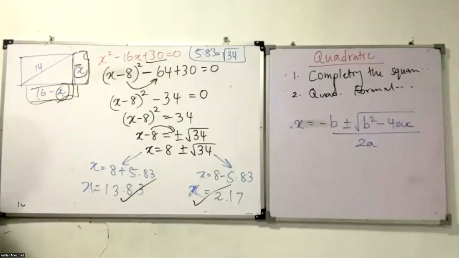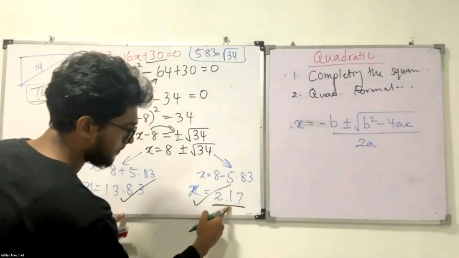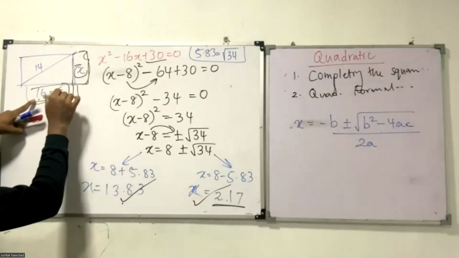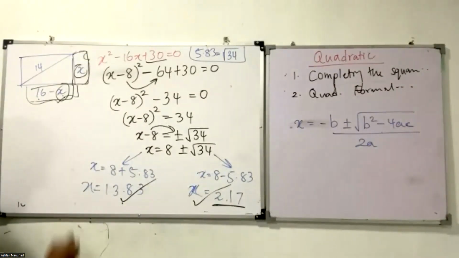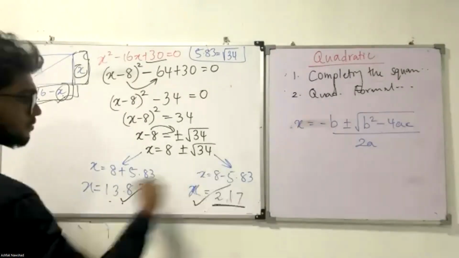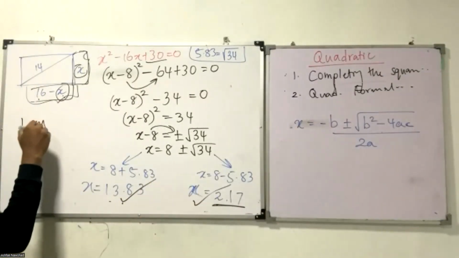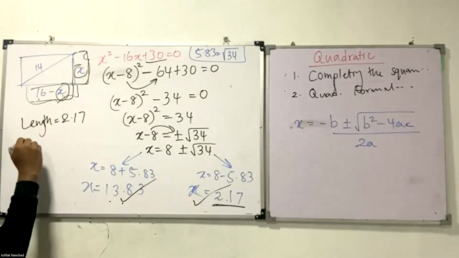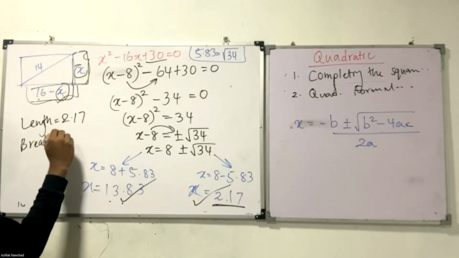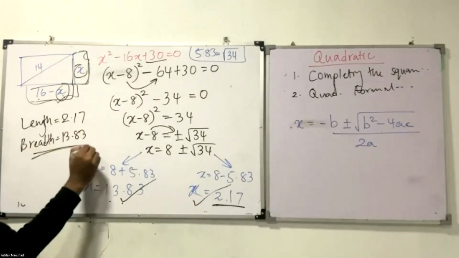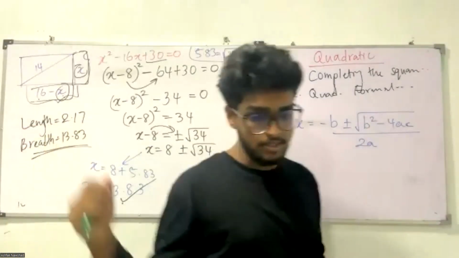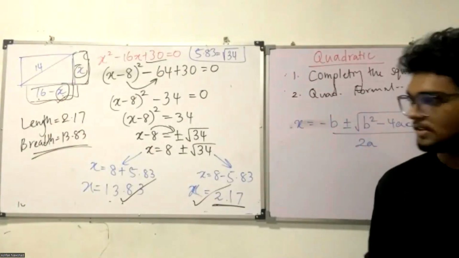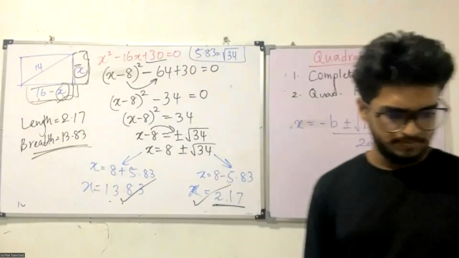16 minus x, if you plug this into here, you'll end up with this value. If you plug this into here, you'll end up with this value. So one is the length, one is the breadth. You can choose either. I'll write length equals 2.17, breadth equals 13.83. Is that clear? You can write either way. Exactly. We need to find the breadth and length. Therefore, we got two answers. Is that clear?